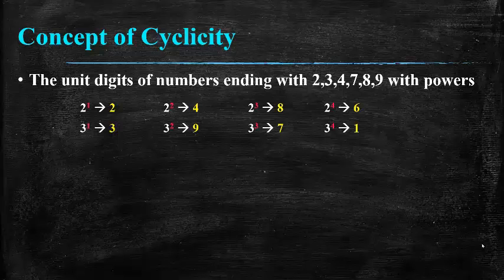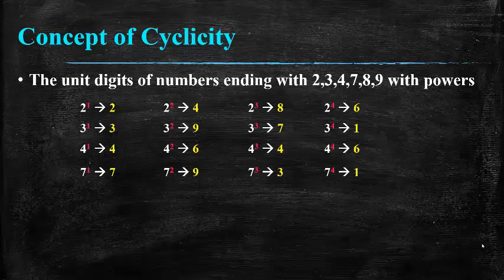For 4 power 1 the unit digit value will be 4, for 4 square the unit digit value will be 6, for 4 cube the value will be 4, for 4 power 4 the unit digit value will be 6. For 7 power 1 the value will be 7, for 7 square the value will be 9, for 7 cube the unit digit value will be 3, for 7 power 4 the unit digit value will be 1.